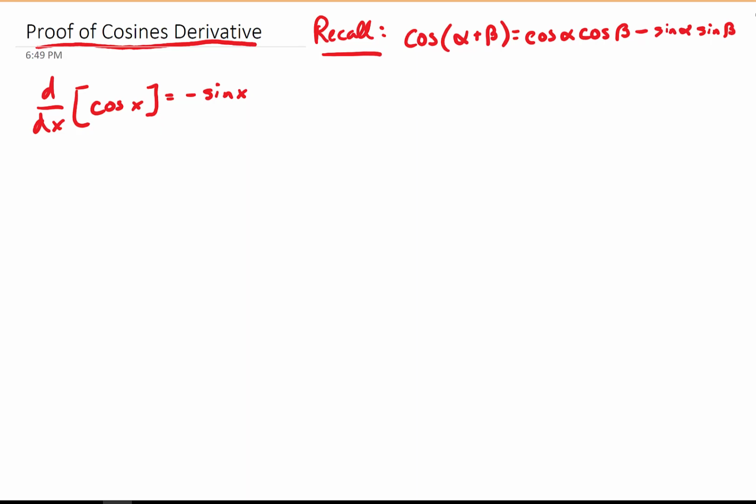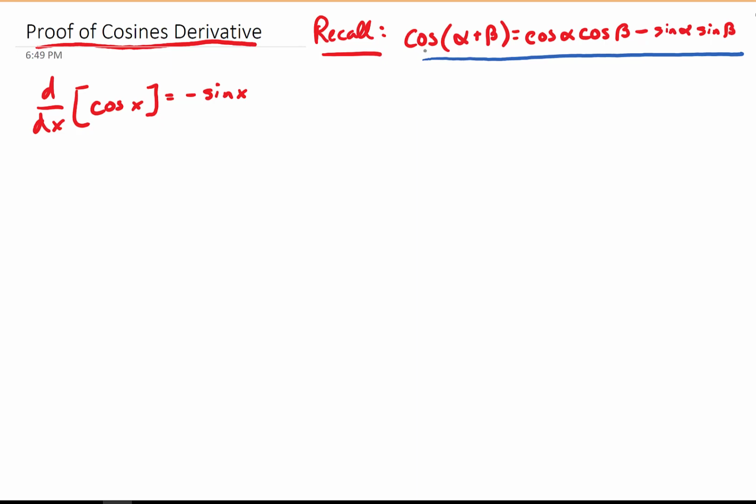For really good visualization of how these trig derivatives really work, I highly recommend taking a look at the three blue, one brown videos that I've been posting online. Anyway, we're just going through the messy proof of this.